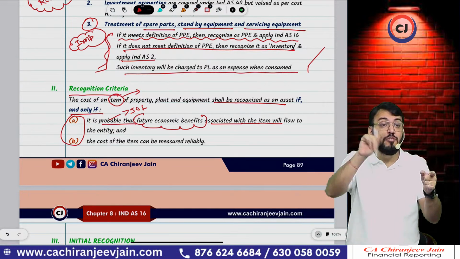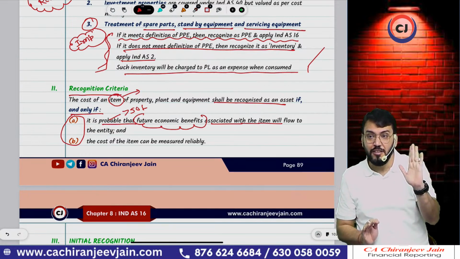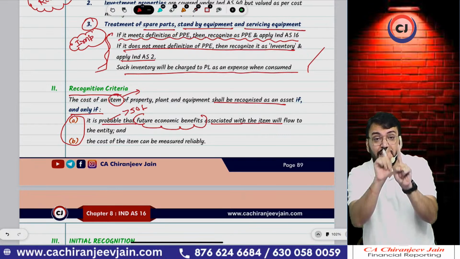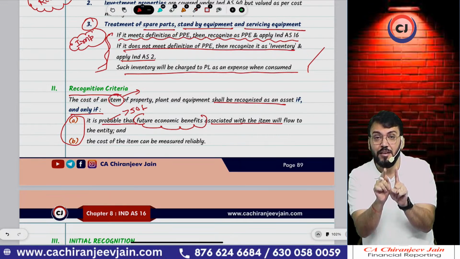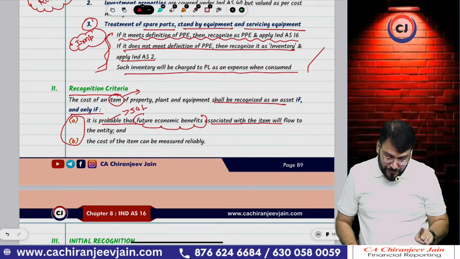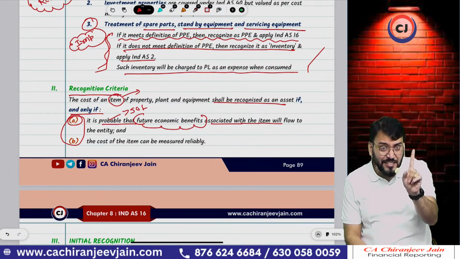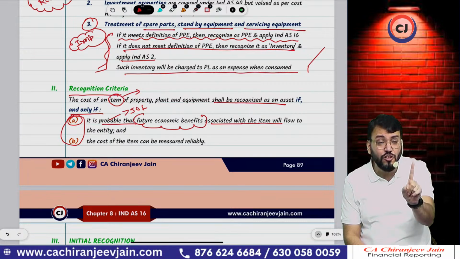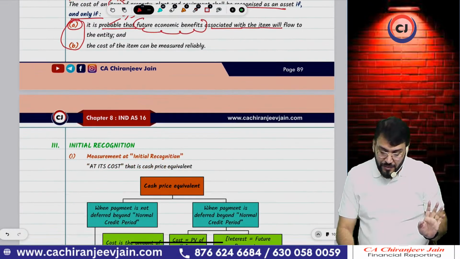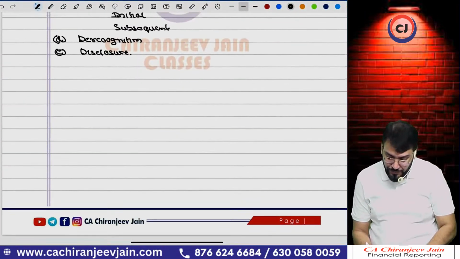Then what will happen? Then which Ind AS will be applicable? That we need to understand. But if it is not PP, then Ind AS 16 is not applicable. One thing you have understood: in that case, Ind AS 16 will not be applicable if it does not meet recognition criteria. Means, can I say in this way, in that case?